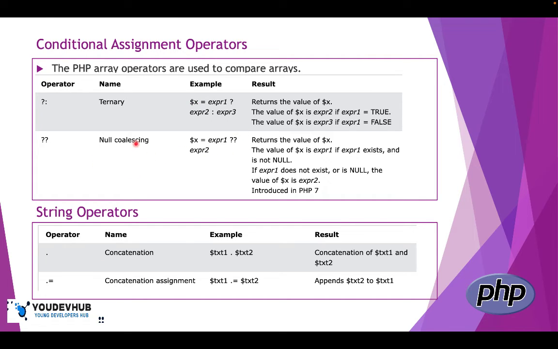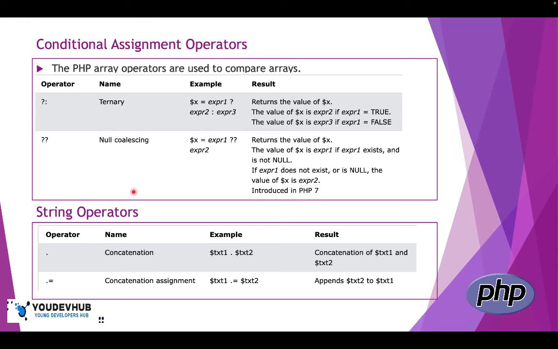We also have the double question mark, which is the null coalescing operator, over expressions 1 and 2. What does it return? The value of X is expression 1 if expression 1 exists and is not null. If expression 1 does not exist or it is null, the value of expression 2 is used. So it's just to compare between expressions, and find out which expression satisfies a condition. Once the condition is satisfied, that expression's value is given.